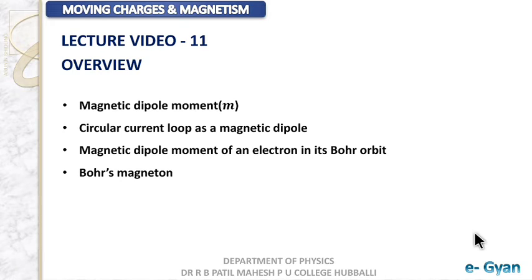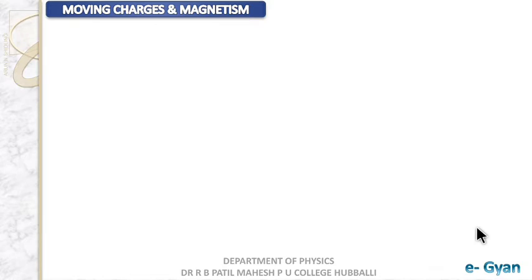Today we shall study magnetic dipole moment, which we had initiated in the previous video lecture, and continue it with circular current loop as a magnetic dipole. Then finally we shall understand magnetic dipole moment of an electron in Bohr's orbit, that is the first orbit of an atom, then Bohr's magneton at the last. So let us begin with magnetic dipole moment.